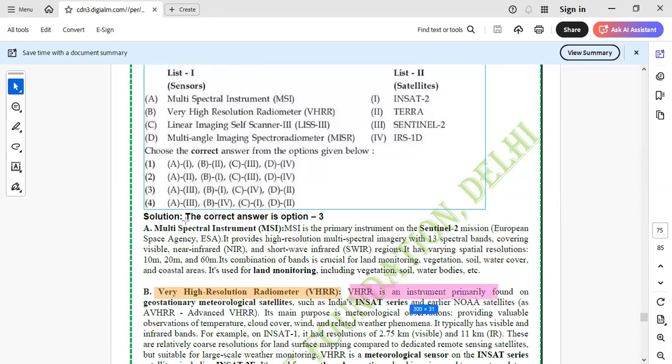तो VHRR is an instrument primarily found on geostationary meteorological satellites. जियो स्टेशनरी सैटेलाइट वो होते हैं जिनका time period of revolution is same as that of Earth, right, है ना, 24 hour. तो जियो स्टेशनरी उनको बोलते हैं, ठीक है। और ये मैंने पढ़ाया भी है, जियो स्टेशनरी, जियो सिंक्रोनस, अपने लेक्चर में, such as INSAT series and earlier Nova, right.